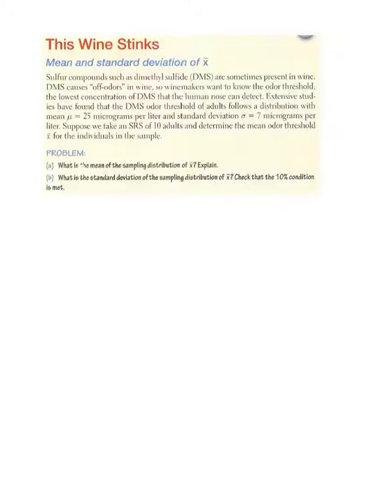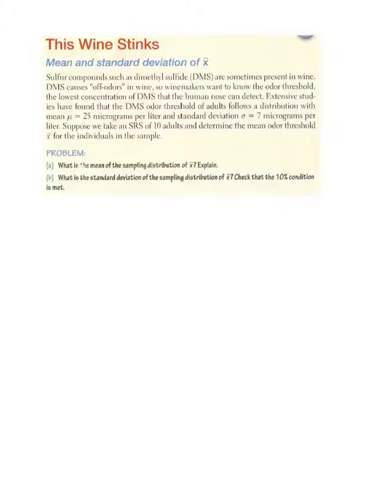Okay, so our example here is dealing with wines. Sulfur compounds such as dimethyl sulfide, DMS, are sometimes present in wine. DMS causes off odors in wine, so winemakers want to know the odor threshold, the lowest concentration of DMS that the human nose can detect. Extensive studies have found that the DMS odor threshold of adults follows a distribution with a mean of 25 micrograms per liter and standard deviation of 7 micrograms per liter. Suppose we take an SRS of 10 adults and determine the mean odor threshold for the individuals in the sample. What is the mean of the sampling distribution of X bar?